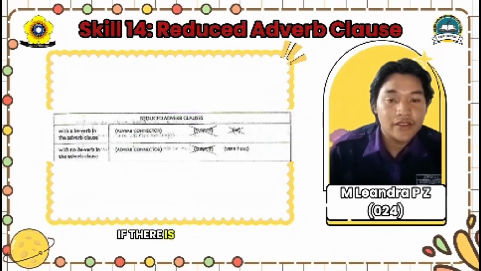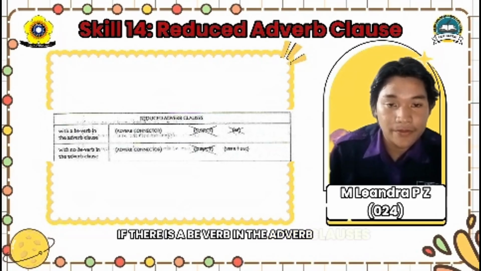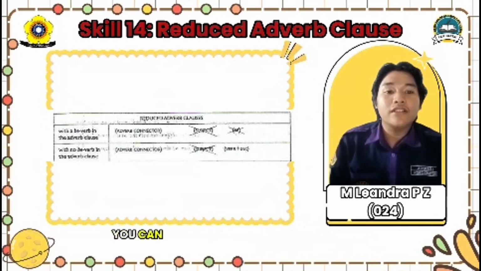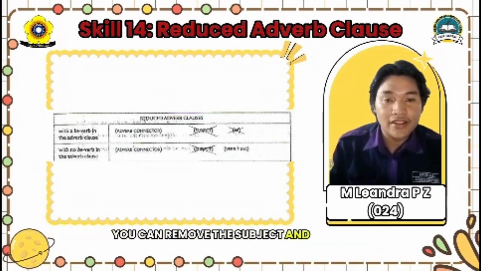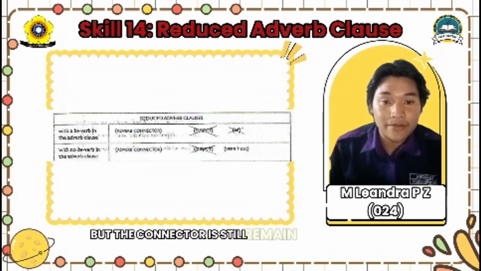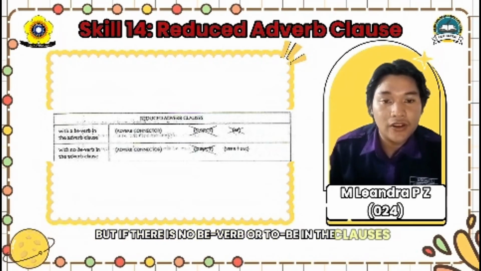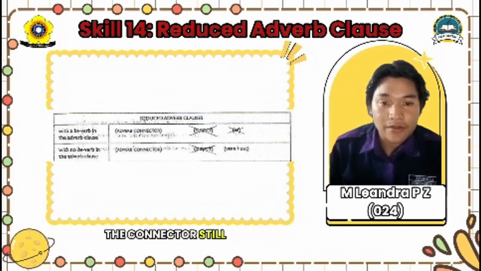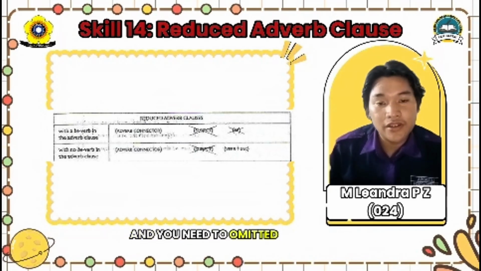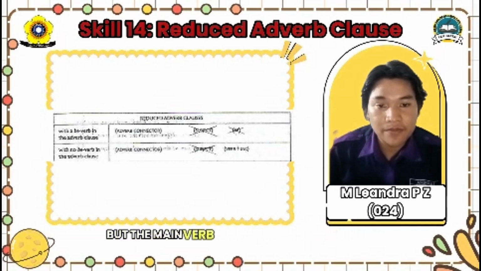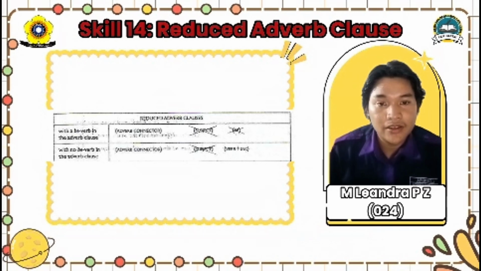If there is a be verb in the adverb clause, you can remove the subject and the to be, but the connector still remains in the sentence. But if there is no be verb in the clause, the connector still remains in the sentence and you need to omit the subject, but the main verb is changed to a verb ing.